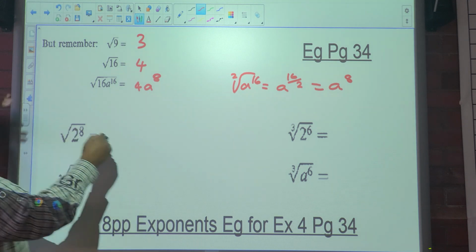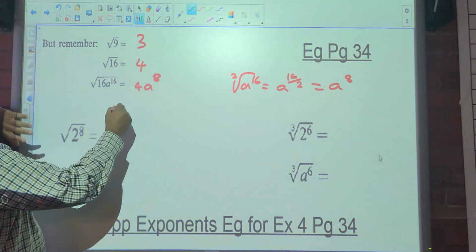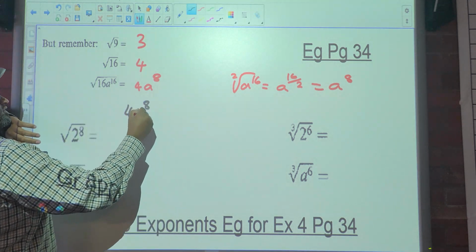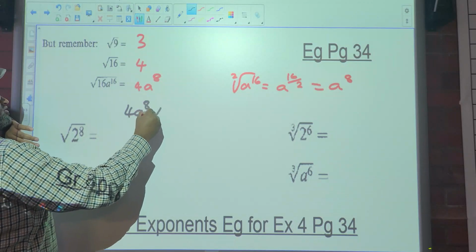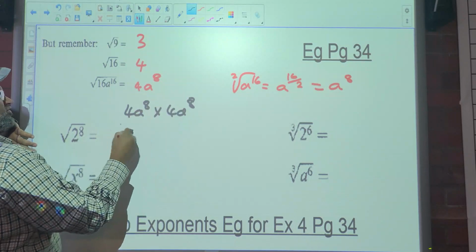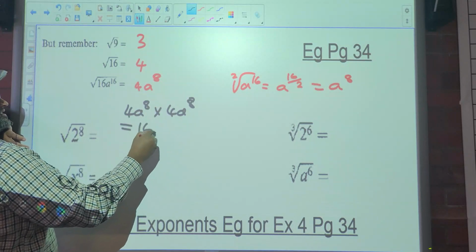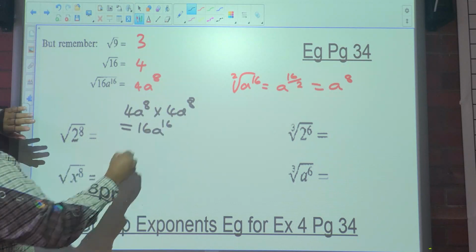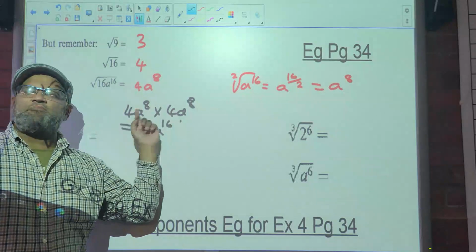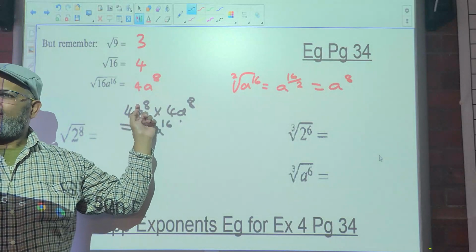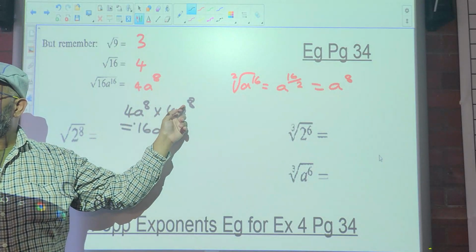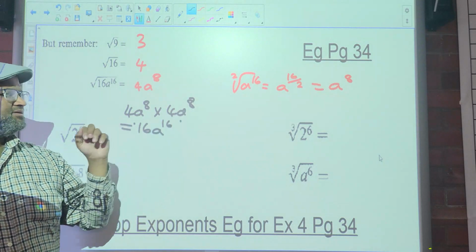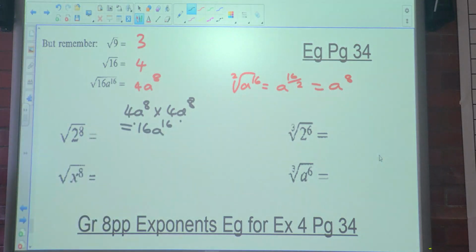Remember, okay, let's take it one back. I see you guys are finding this difficult to believe. What is 4a to the 8 times 4a to the 8? What's 4 times 4? 16. a to the 8 times a to the 8? a to the 16. Why? When we're multiplying and bases are the same, we add the exponents. Can you see that, people? So there you can see it's the same.